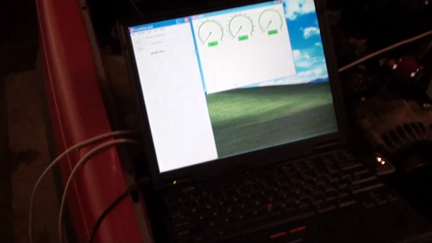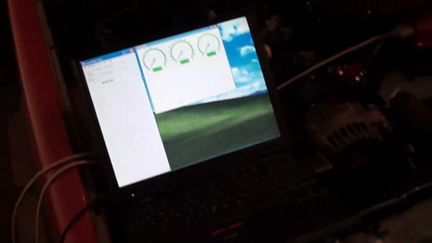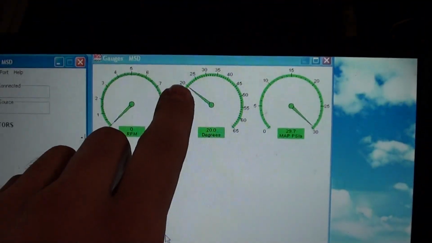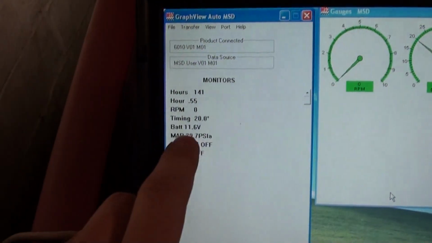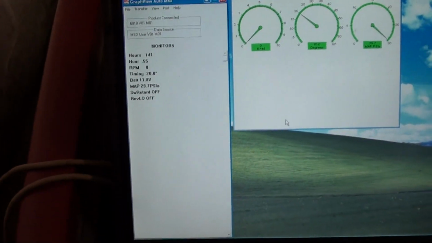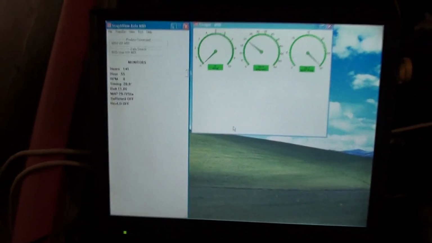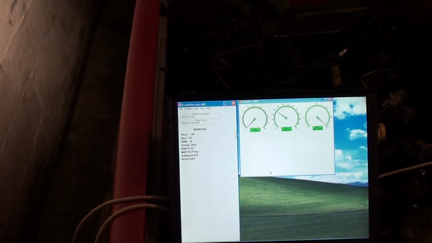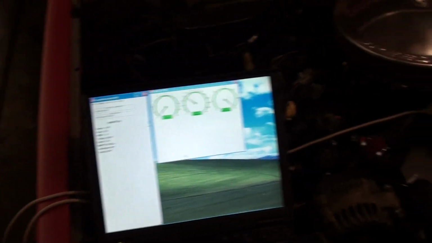Number one issue people have is you get a bad ground. How do you know if you get a bad ground? Well, basically, if you turn the key on, key's on, everything's powered up. Let's come over here to the graph. You got the monitor showing life. Initial degrees, 20. Battery voltage, MAP sensor readings, hours. I don't even know why there's an hour meter on it. So, that's how you know if you got a bad ground or several bad grounds.